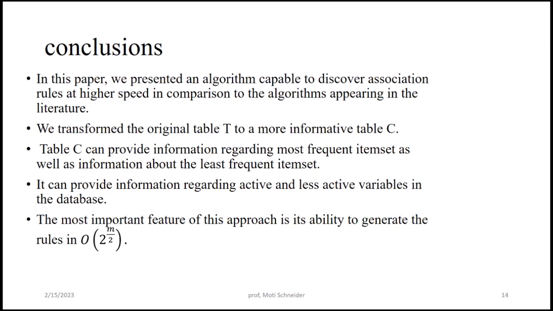So, I went very quickly on that, but basically the important thing is that, based on the original table, we can create another table. I call it an informative table. I call it C, in which we have all the information needed for me to analyze the data. And based on that, create all the association rules that I can think of. And the beauty of this is that I can do it in a time which is the square root of the classical time that was available up till now in the market.